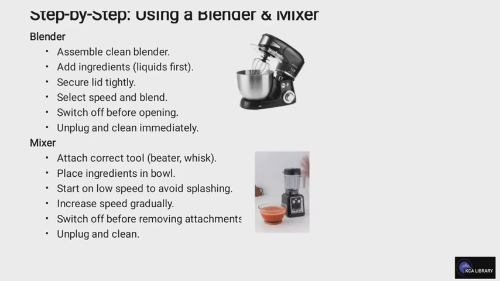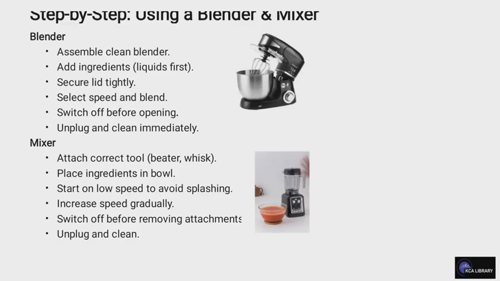How do we use a blender and how do you use a mixer? A blender is to assemble a clean blender. You add ingredients, liquid first. You secure the lid tightly. You select speed and blend. You switch off before opening and you unplug and clean immediately.